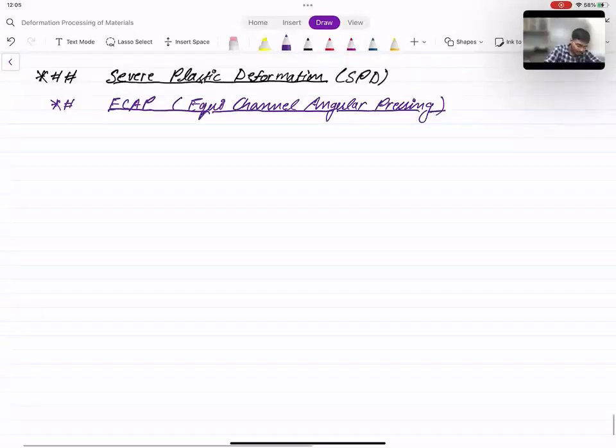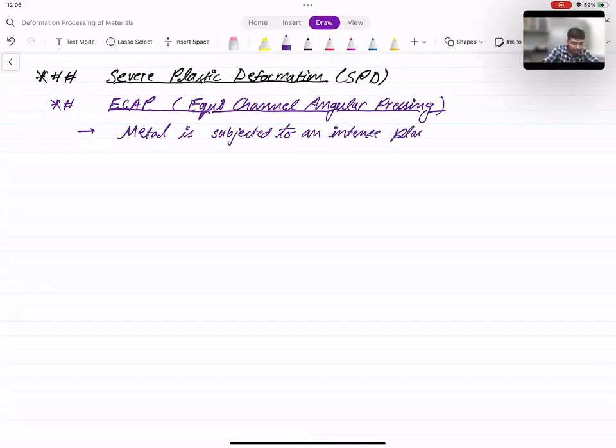So this is a technique in which very high or severe deformation is given to the material so as to refine the grain size, and which ultimately increases its strength. Okay. So in this, the metal is subjected to intense plastic straining, and that too through simple shear without any change in cross-sectional area or dimensions. Here, the target is not to change the cross-sectional area or dimensions of the sample.